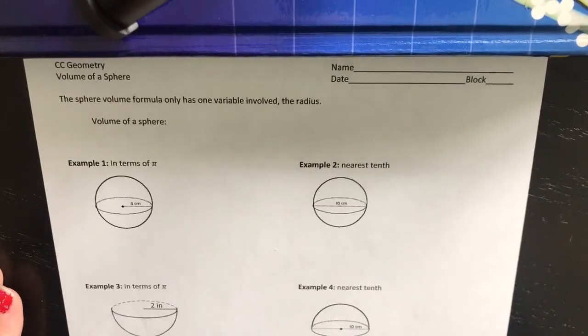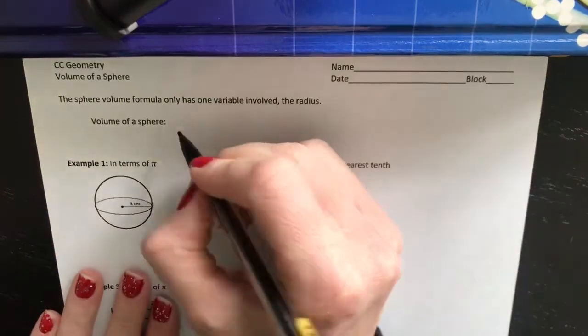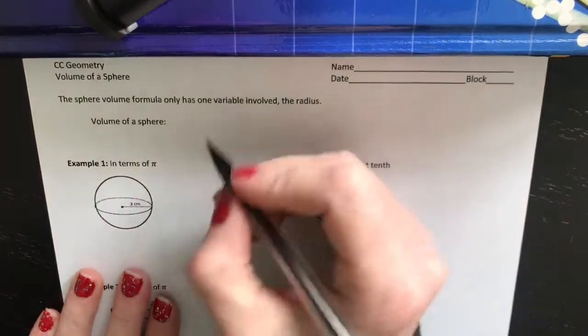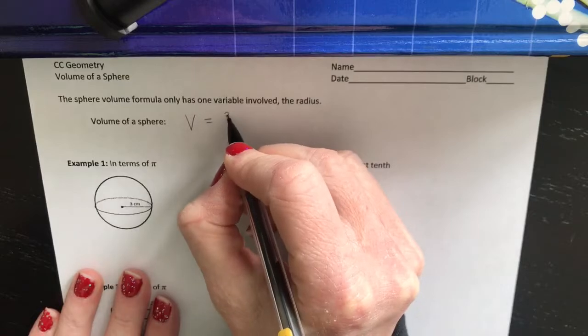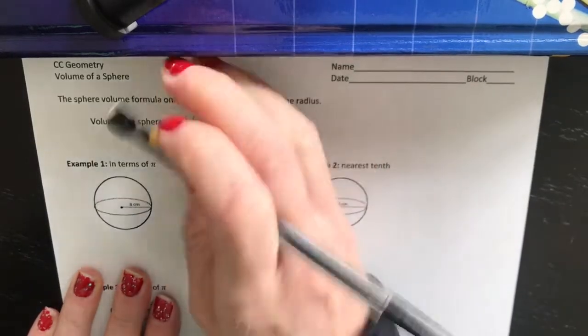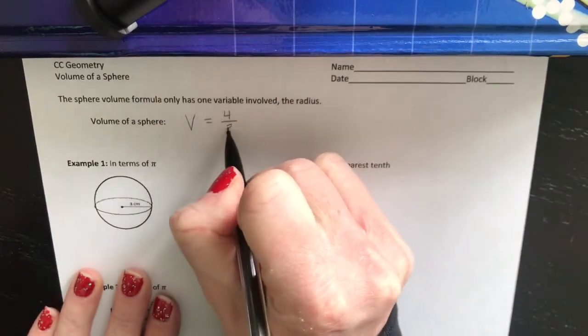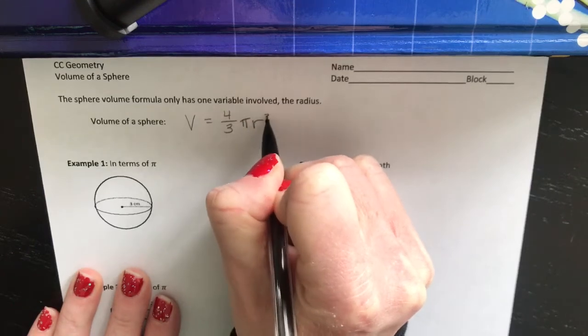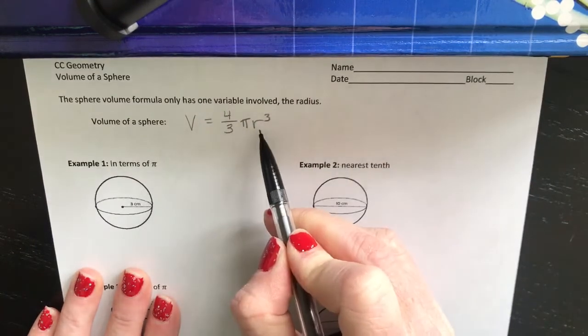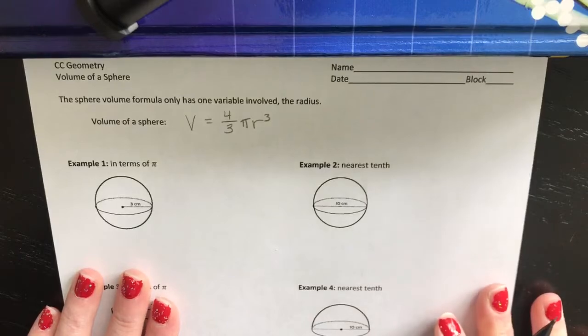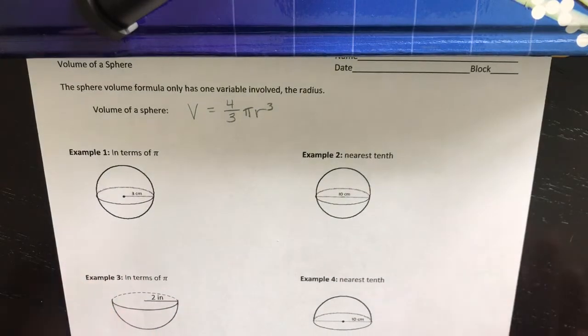Guys, our last 3D shape is a sphere. So, sphere, the volume formula for a sphere, which is on the reference sheet, is volume equals 4/3 pi r cubed. So this one is a lot different than what we've seen. We have a 4/3 and we have an r cubed in this one. So let's take a look at how this works.